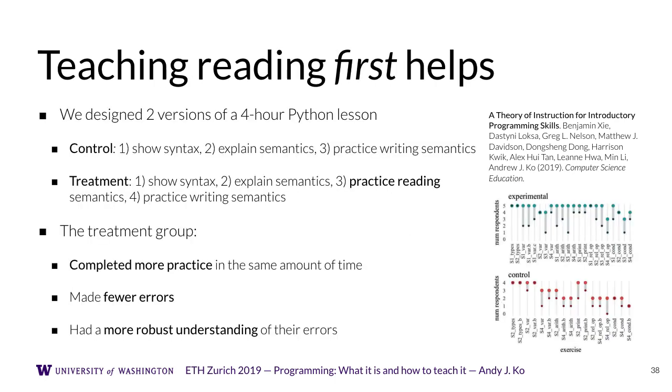One of the studies that we've done recently shows that teaching reading first really does help. So we designed 2 versions of a 4-hour Python lesson. And in the control group, we did what was conventional, showing syntax, explaining semantics, and then having somebody practice writing. And in the treatment group, we had a similar sequence. We showed syntax, we explained semantics, but then before we had them practice writing, we had them practice reading to make sure that they would have a robust understanding of the semantics.